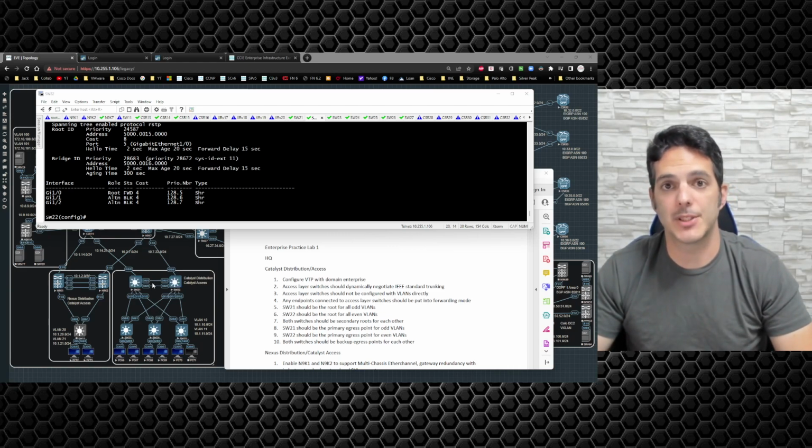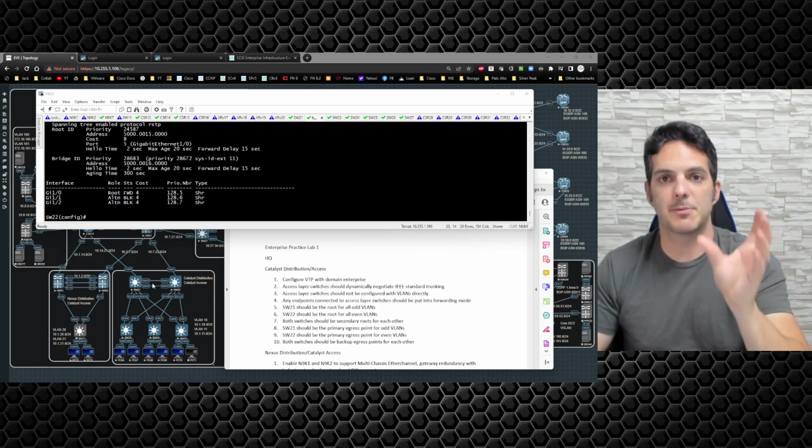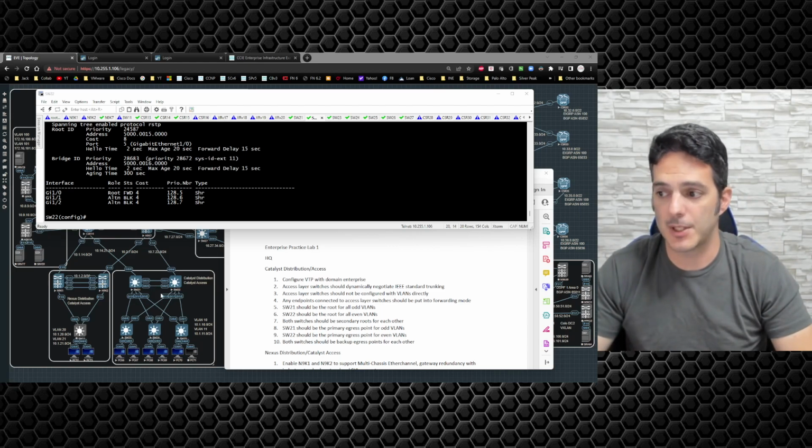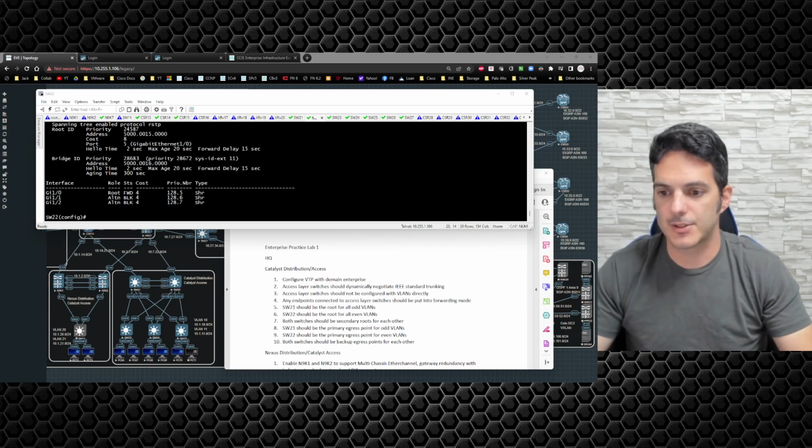Because the lab doesn't say anything about it. If the lab does not specifically state configure it, you leave it alone. Pretend like you don't see it. Pretend there are no interfaces between switch 21 and 22, even though there clearly are. That's just the name of the game. So, with that being said, let's go to the next little section here.